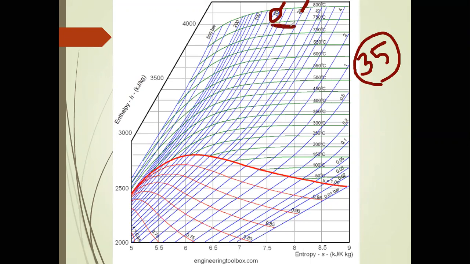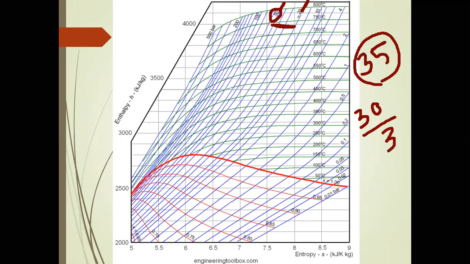Can anyone tell me how many lines? From 20 to 50 there are 3 boxes. Okay, and what is the difference? 50 minus 20 is 30. 30 divided by 3 is 10. So every box is 10.